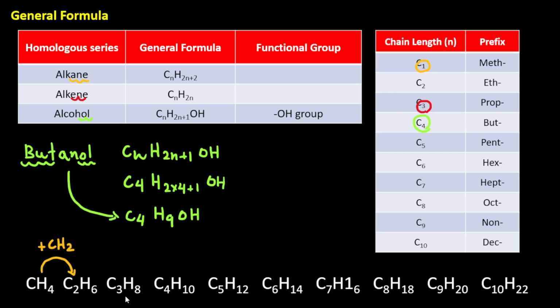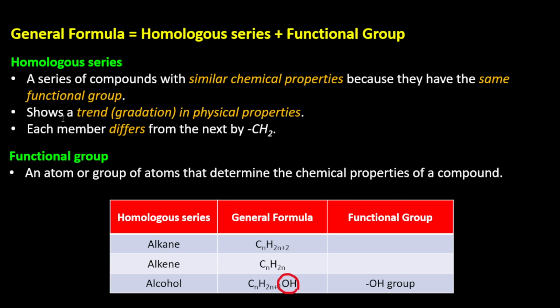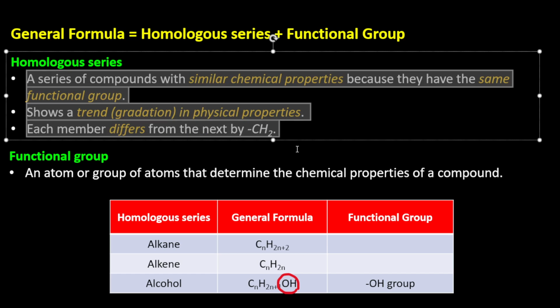What I mean by that is that, for example, the melting or boiling point of CH4, if I say it is 10 degrees Celsius, this will eventually be 20, this will be 30, so it will be increasing gradually. And that is what I mean by the second sentence showing a trend, gradation in physical properties. In exams, the characteristic features or the properties of homologous series are very commonly asked, and you need to be able to answer these 3 precisely.